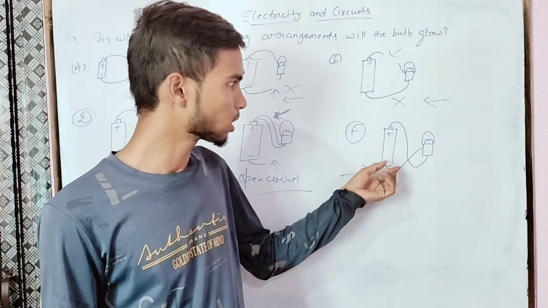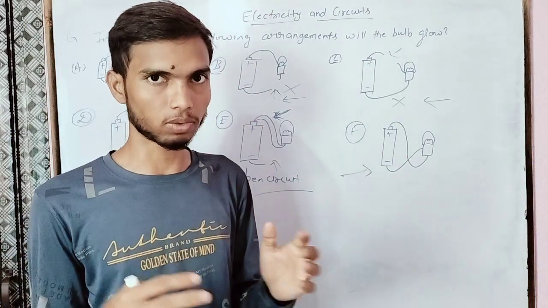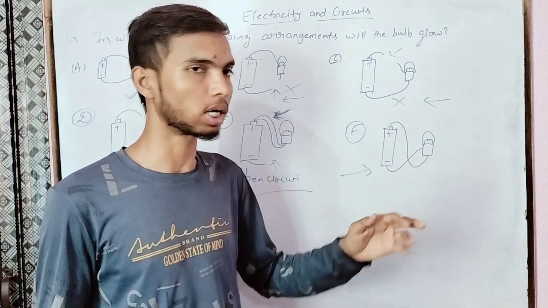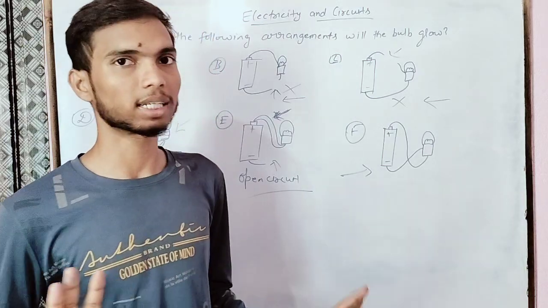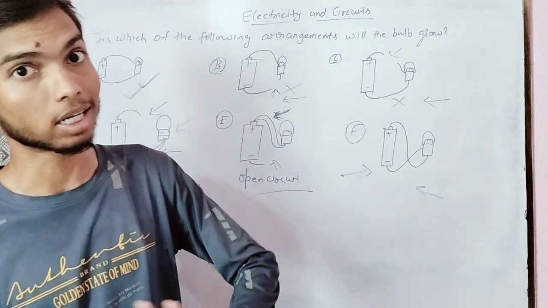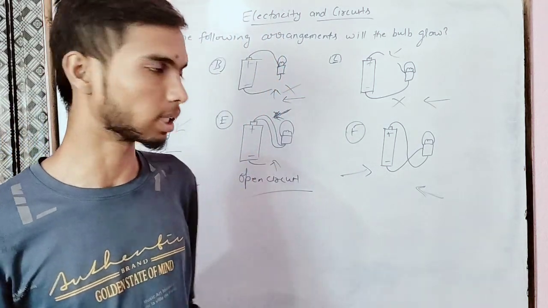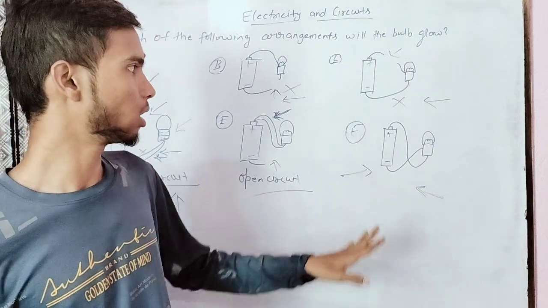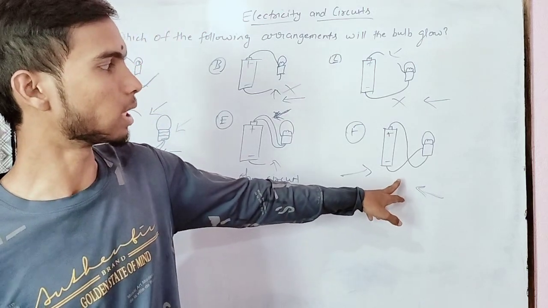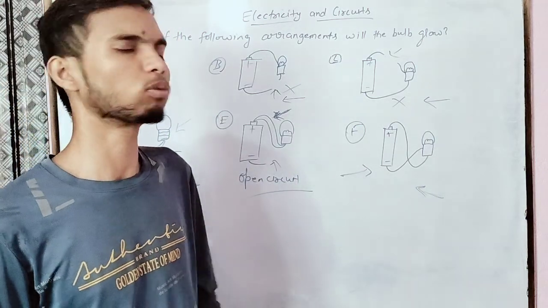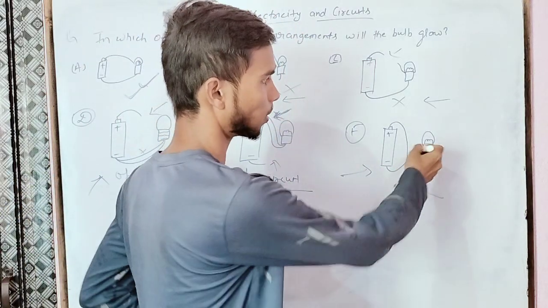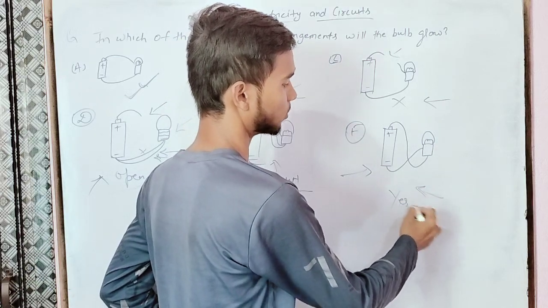Here you can see the wires are opposite. This wire is going this side, this wire is going this side, crossing wires, but the arrangements are correct. That's why this is a closed circuit, and the arrangement of wires is correct. The arrangement of each element in this figure is correct, and this is giving a closed circuit. So in this figure, the bulb will glow.